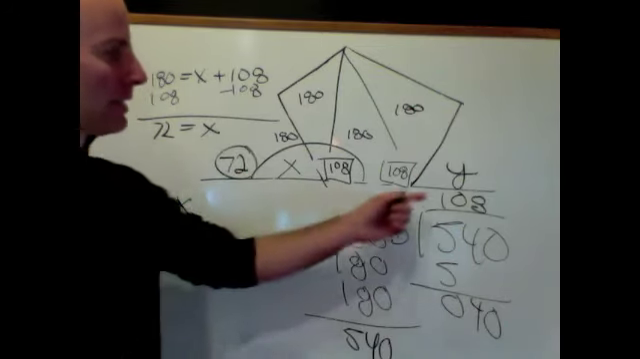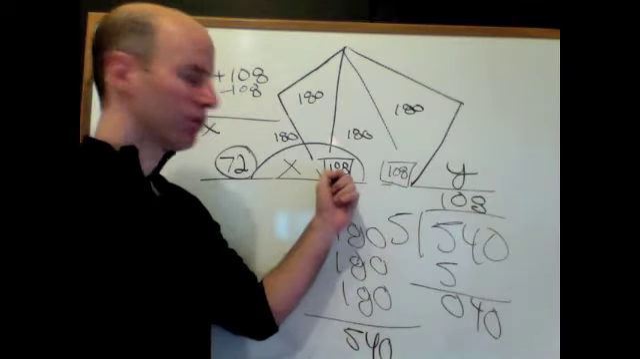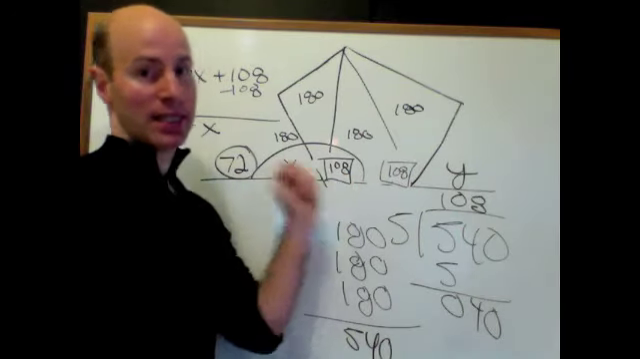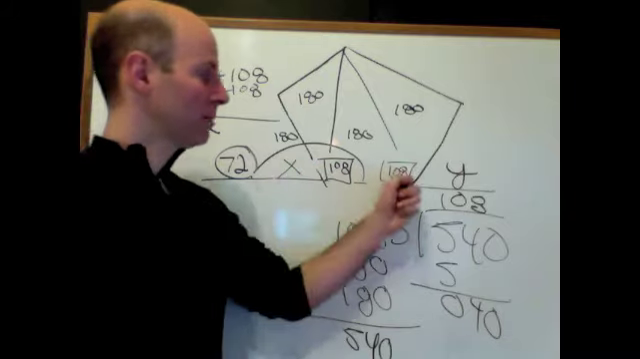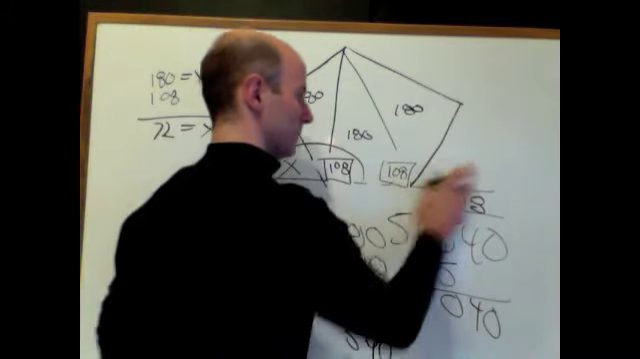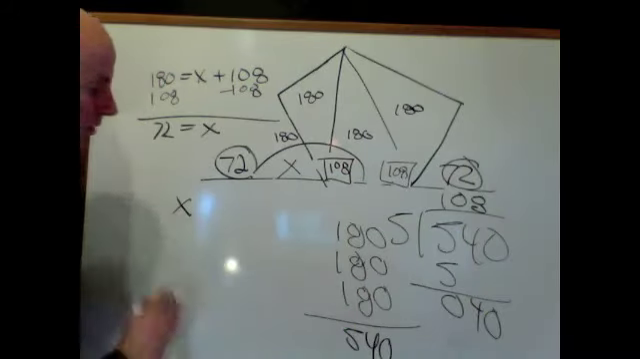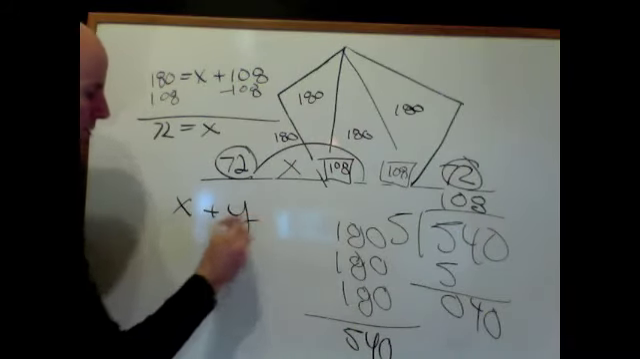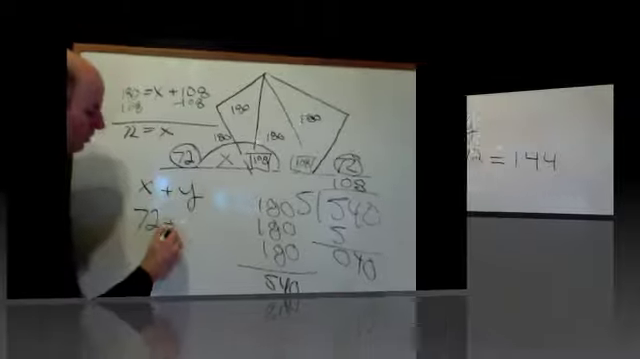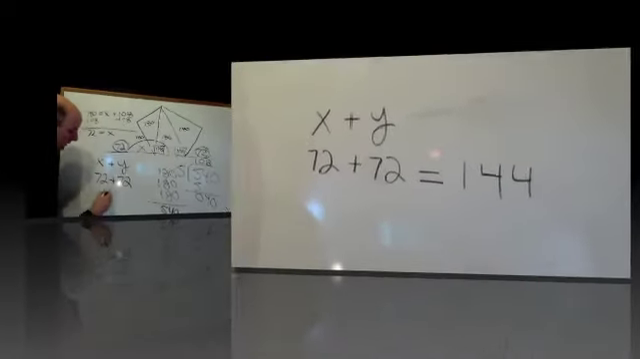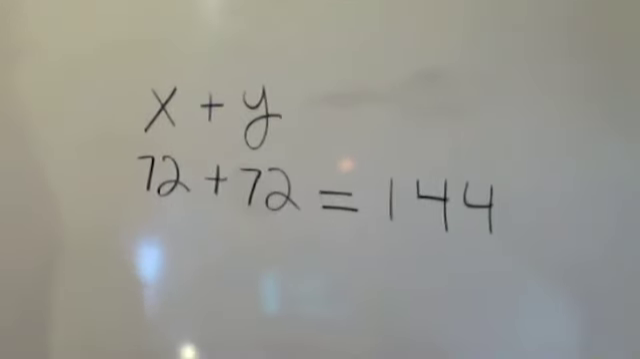I think it makes sense that if we're looking for the supplement of 108, that's going to be 72. The supplement of 108 is also going to be 72. So when we have this question here, x plus y, it's really saying what 72 plus 72 is, which is 144 degrees.